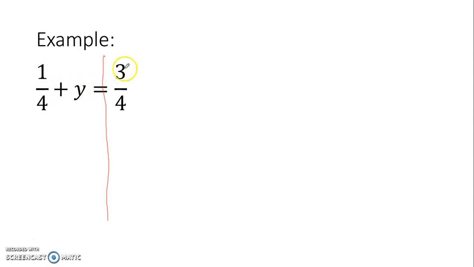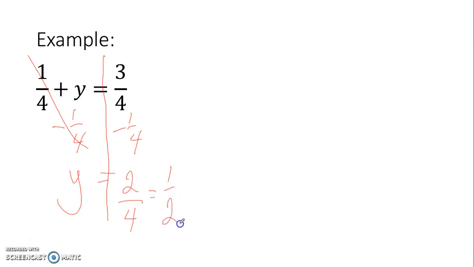We have 1/4 plus y is equal to 3/4. All right, so since it's a positive 1/4, we want to do the opposite, subtract 1/4 from each side. 1/4 minus 1/4 cancels out to get 0. So we have y is equal to, and now we have 3/4 minus 1/4. This is a nice and easy one. Our denominators are already common, so we just subtract the numerators. 3 minus 1 is 2 over 4. And then we want to simplify that to 1/2.